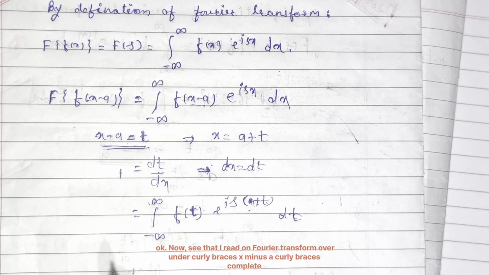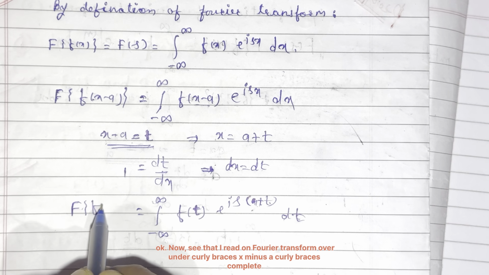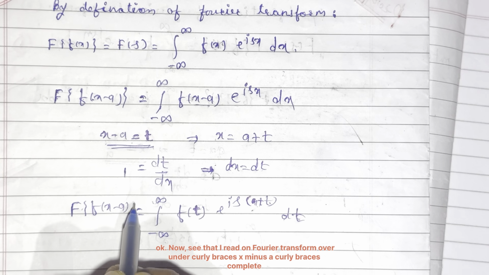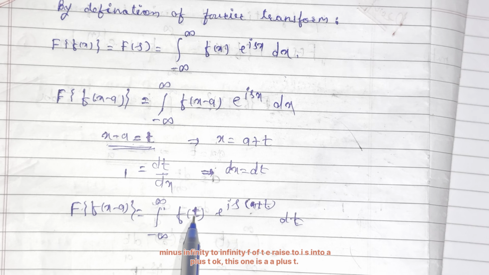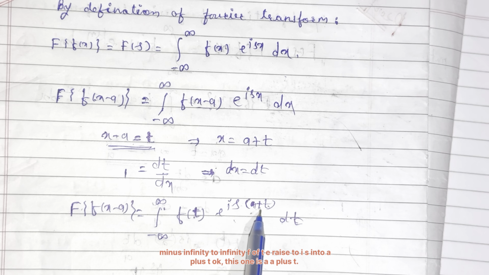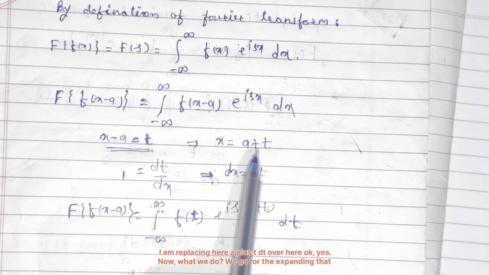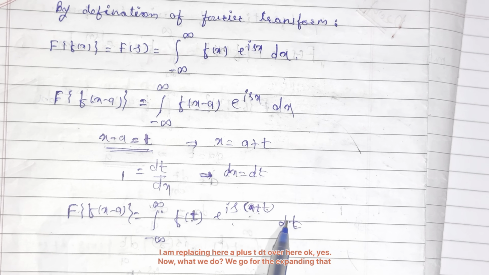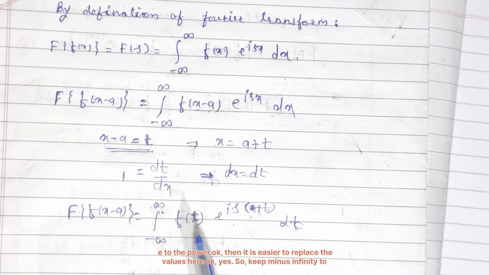Now see that I write the Fourier transform of f of x minus a, equal to the integral from minus infinity to infinity of f of t e raised to i s into (a plus t) dt. I'm replacing x with a plus t here. Now what we do is expand the e to the power, then it is easier to replace the values.